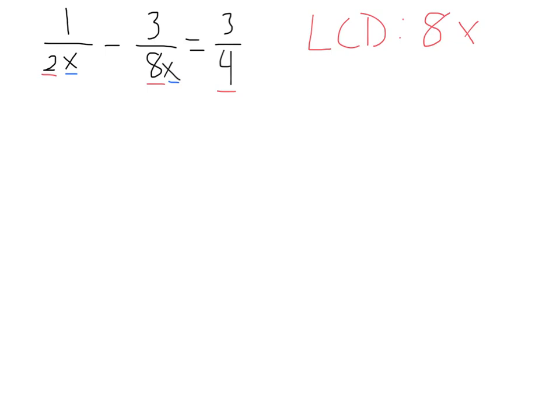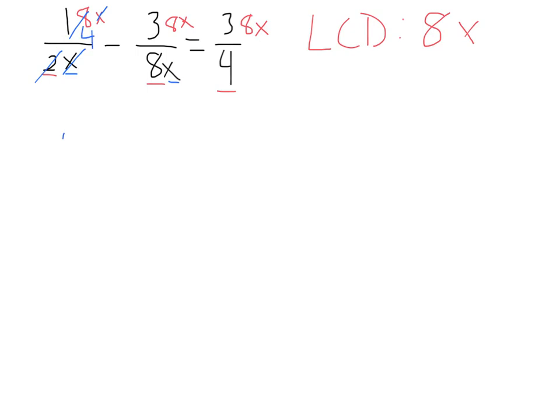As long as I have my correct LCD, every denominator should cancel. So if I multiply by 8x on everything, all my denominators will cancel out. So I can cancel the x's here, and then 8 and 2 reduce down to a 4.